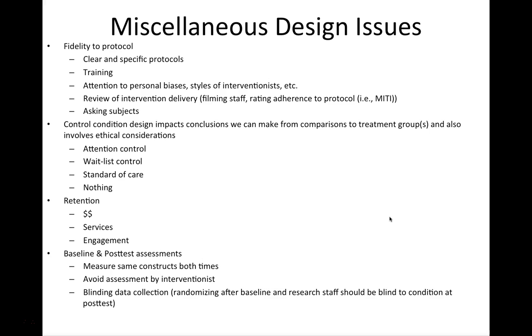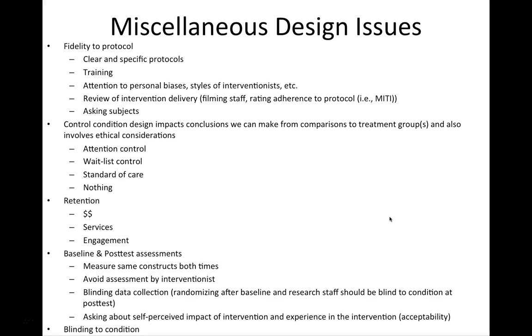We often talk about blinding data collection, so randomizing people to our groups after their baseline, and making sure that the research staff who conduct the post-tests are blind to what condition people were in. That's sometimes possible and sometimes not possible. We can also ask people about the self-perceived impact of the intervention and their experience in the intervention. So again, this acceptability piece. Did you like it? Do you think it worked? Would you do it again?